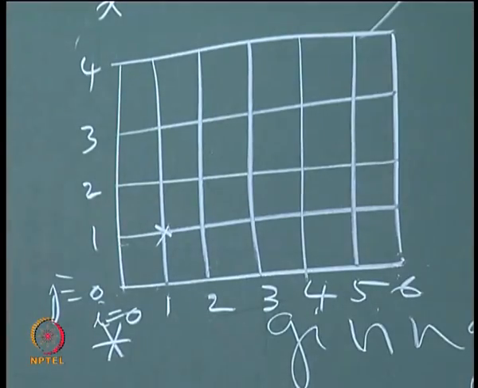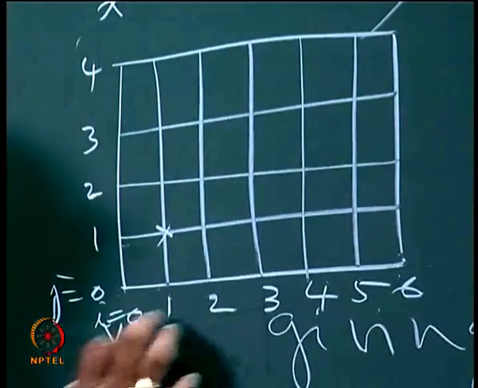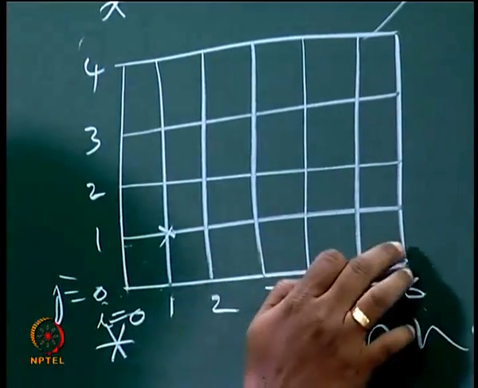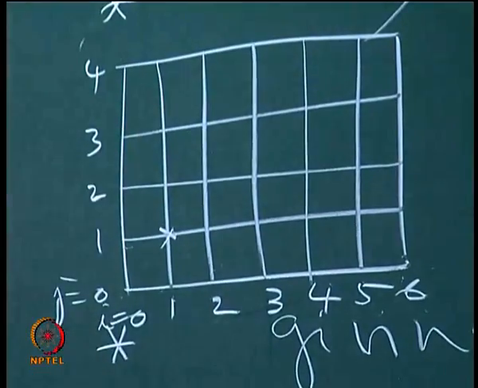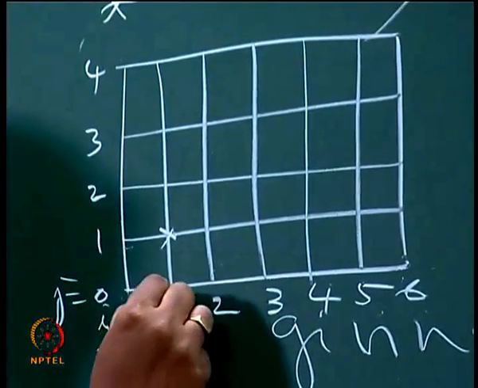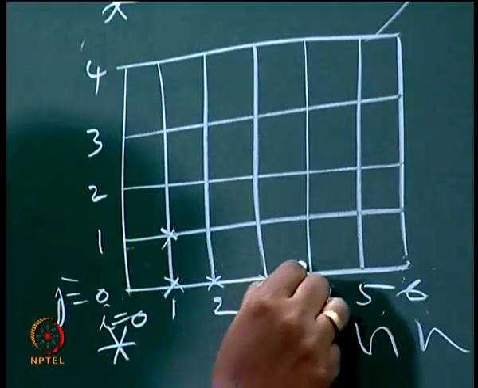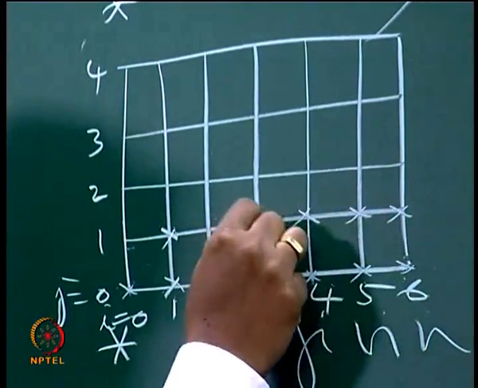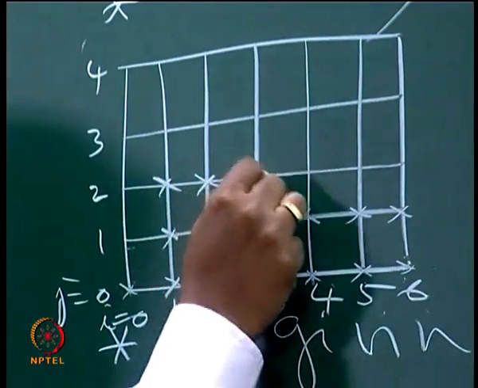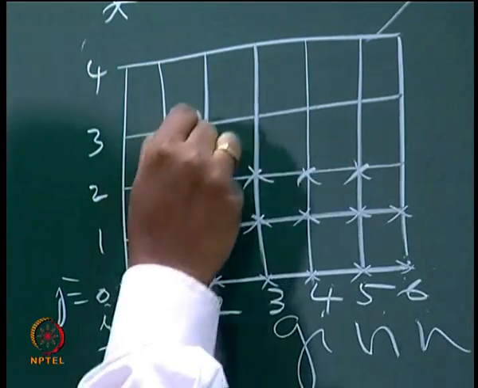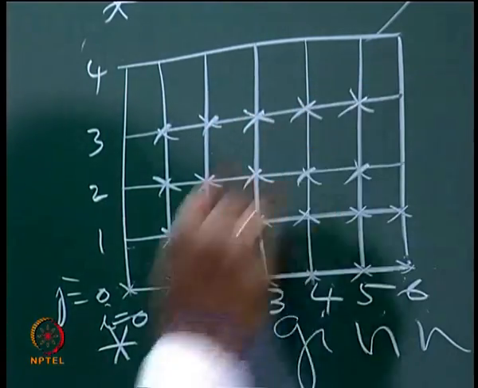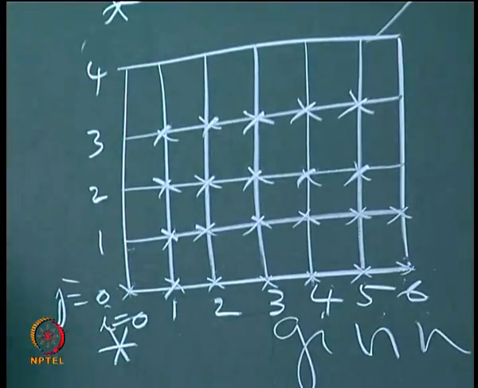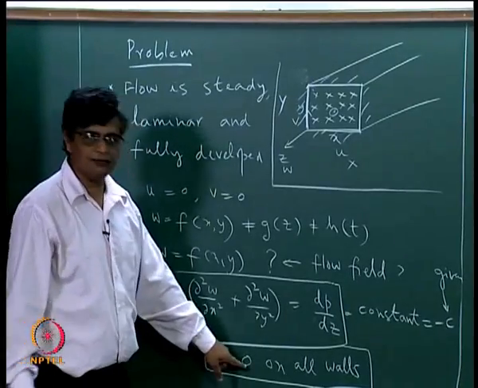So we have divided the domain into 6 divisions in the x direction and 4 divisions in the y direction, and therefore at the intersection of each of these lines there are points, and at these points we want to evaluate the w. We see that some of these points lie on the boundary, and at those points we already know that w is equal to 0.